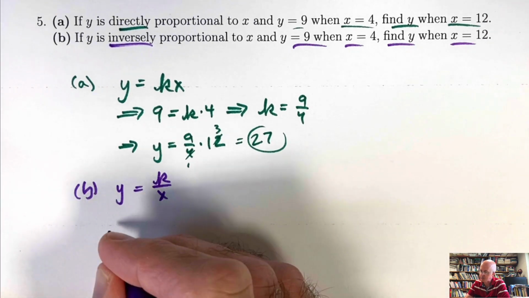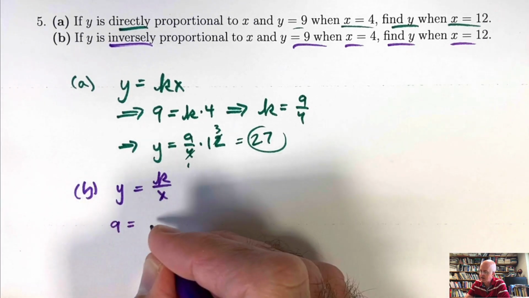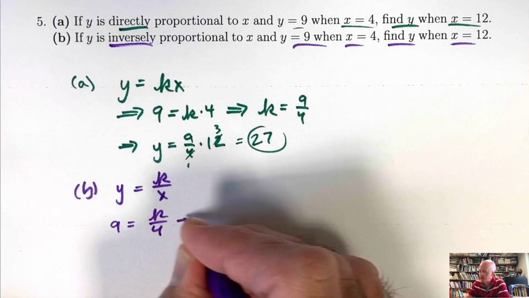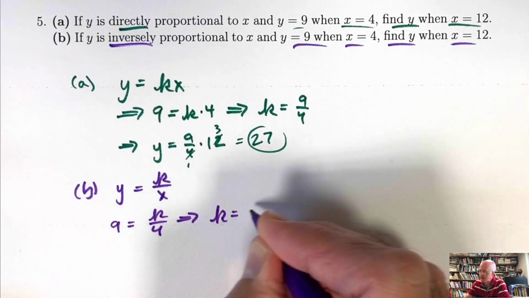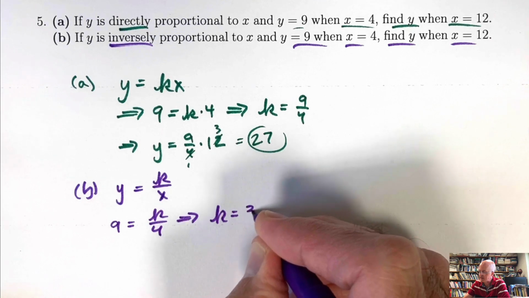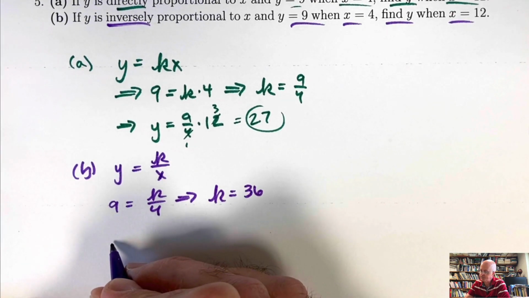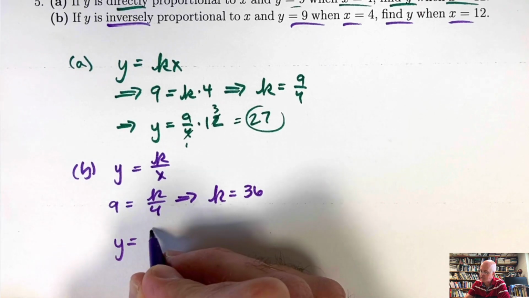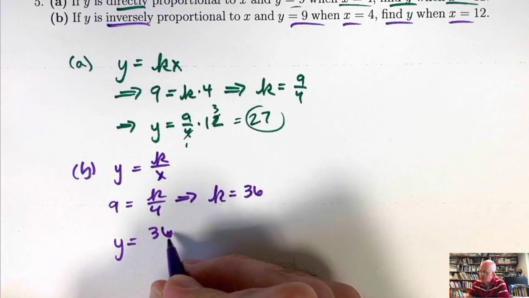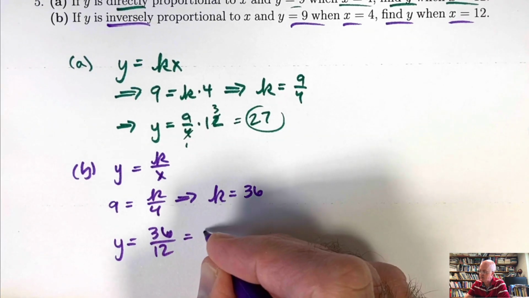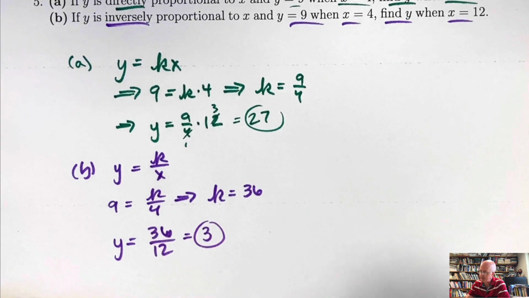Find k first, replace y with 9 and x with 4. Solve for k. K is going to be 9 times 4, which is 36. And then you can use that value of k to finish the problem. Y will be 36 over 12 when x has increased to 12. 36 over 12 simplifies to 3.